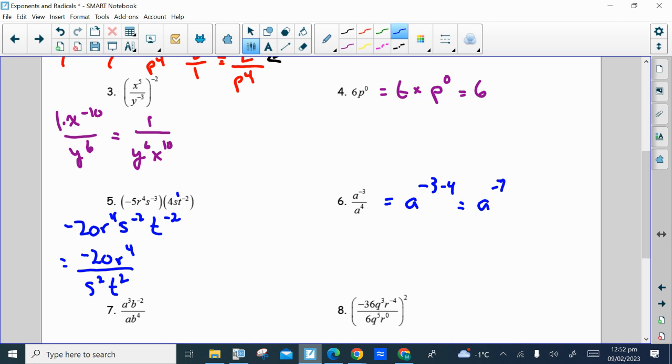Are we done? Why not? Negative exponent. This is the same as 1 times a to the negative 7. The 1 stays on top. The a moves to the bottom.